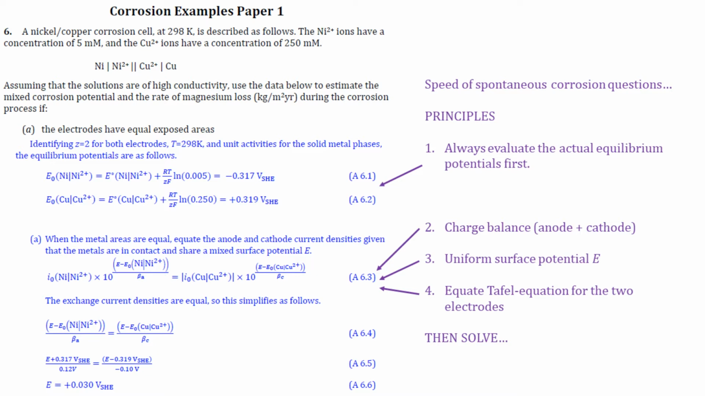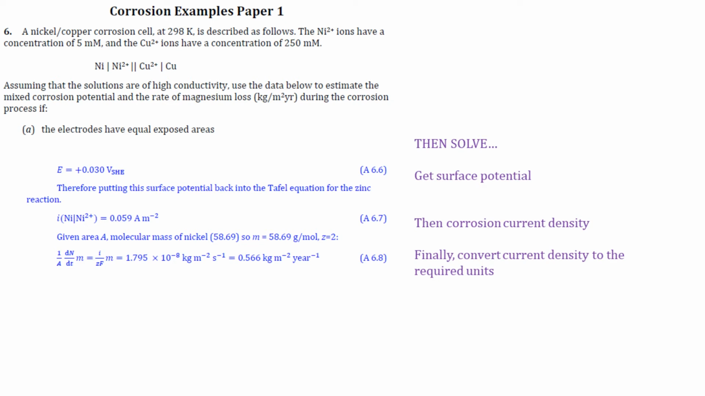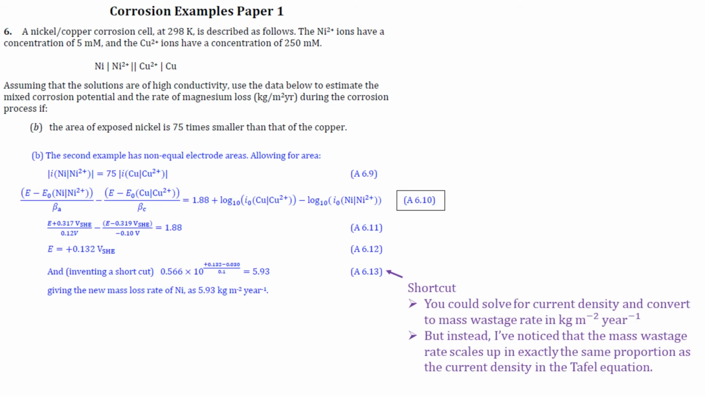So you go through some numbers and you solve first of all for the surface potential, and then to get the current density for the nickel dissolution. You then translate your current density into whatever units you're asked for, in this case kilograms per meter squared per year. Most commonly in exam questions you'll be asked for millimeters per year, so you just need to use the conversion which is in question 4 of this example sheet.